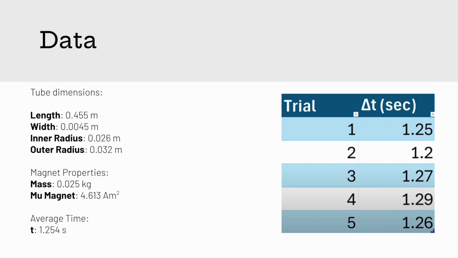So here's the data. The tube dimensions, the length was 0.455 meters, width being the width, and all these numbers, not exactly too important, right? And the magnet properties we found, the mass was 0.025 kilograms, and the mu of the magnet was 4.613 meters squared. So we have these numbers, and they're important for our computational model. And the average time we found to be t equals 1.254 seconds.